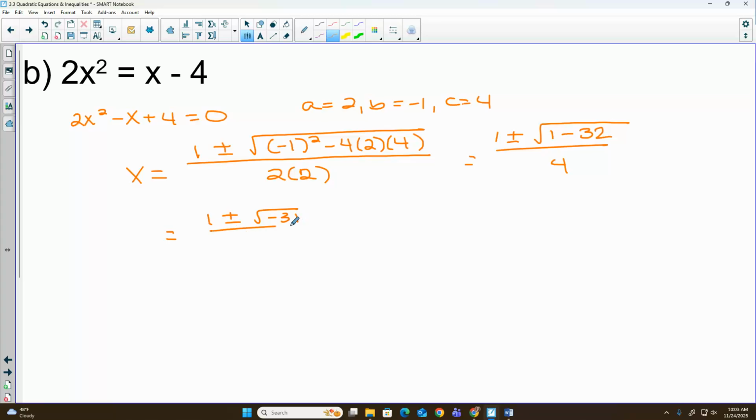What do I need to do there? And so then to finish it, since it is an i, we do have to separate it. So just 1/4 plus and minus i radical 31 over 4.